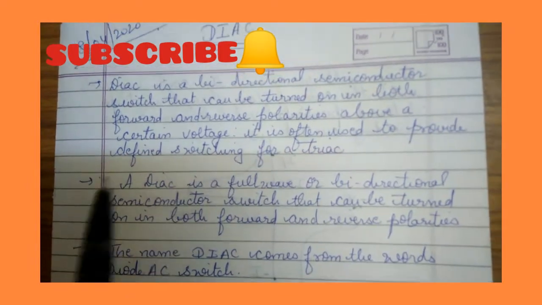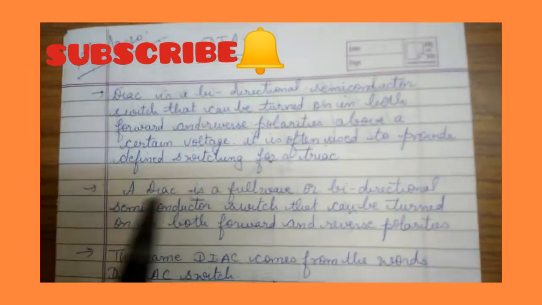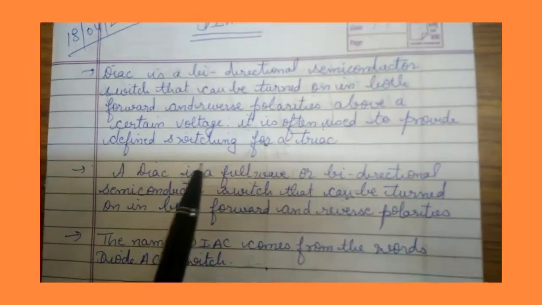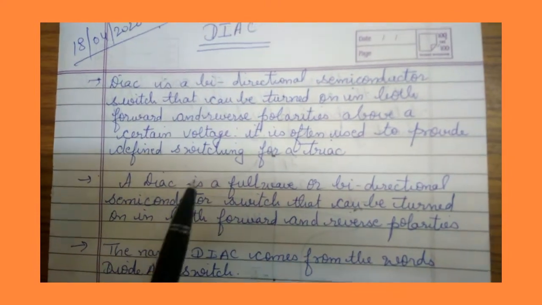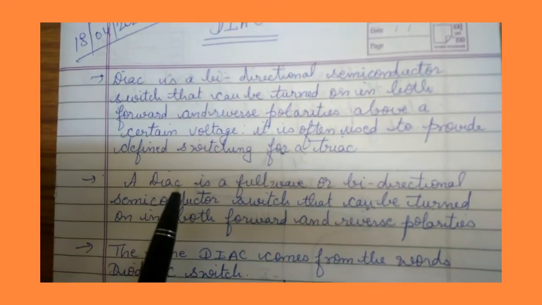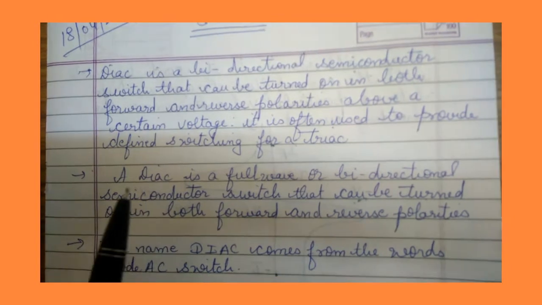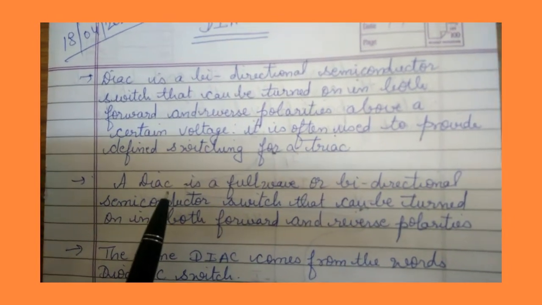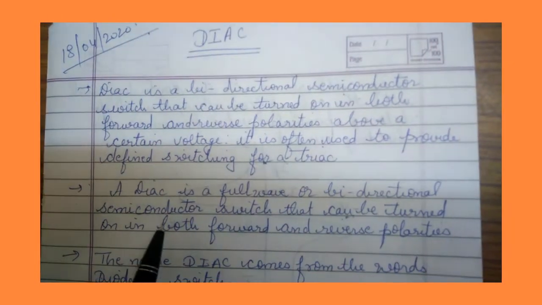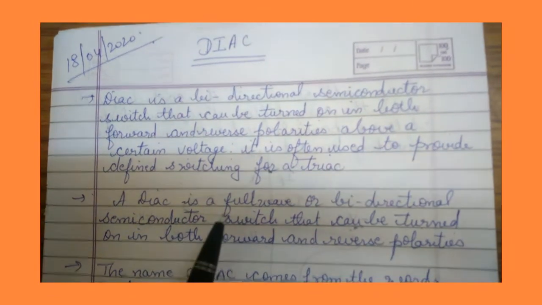We have discussed the SCR, the differences between the power MOSFET and power transistor, the IGBT, and the triac, and about the SCR. Now in this lecture we are discussing the diac and the GTO.